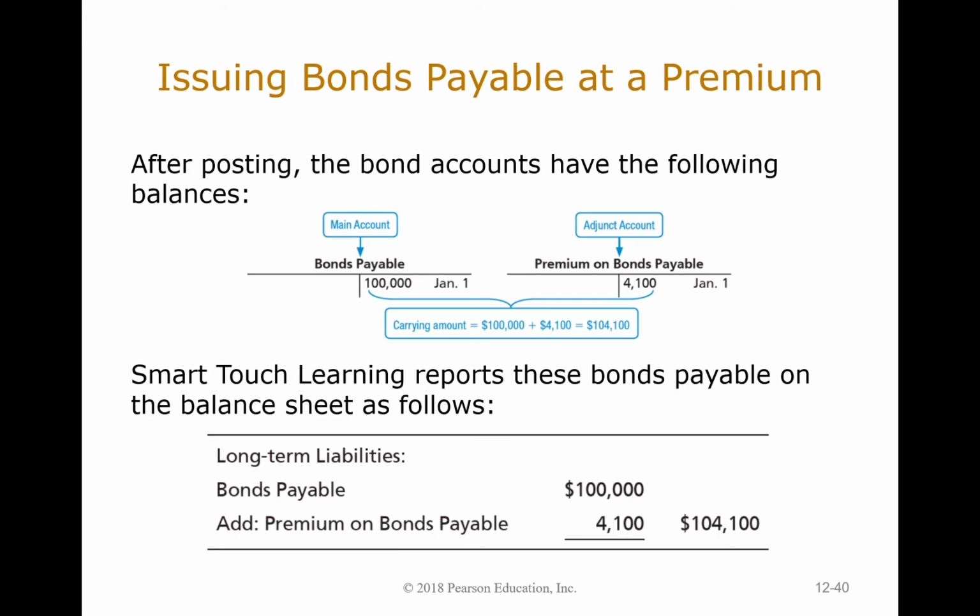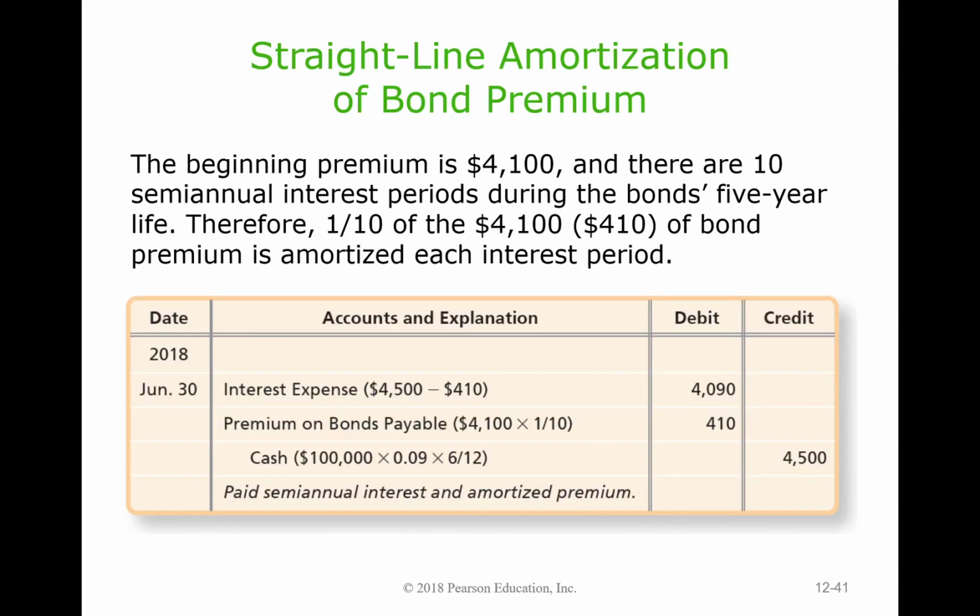So after we post, we can see here we have the bonds payable. Here's our face value. Here's our premium. So our carrying amount on these bonds is $104,100. And as we go through amortization, this number will go down until it reaches $100,000 at the end, or at the maturity date of the bond.